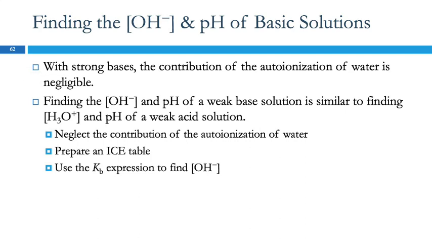So with strong bases, the autoionization of water is negligible. If we're trying to find concentrations of hydroxide or pH for a weak base, we're going to do something similar to what we did for weak acid. We're also going to neglect the contribution of the autoionization of water. We're going to make an ice table, and then we're going to use the Kb expression to find the hydroxide ion concentration.